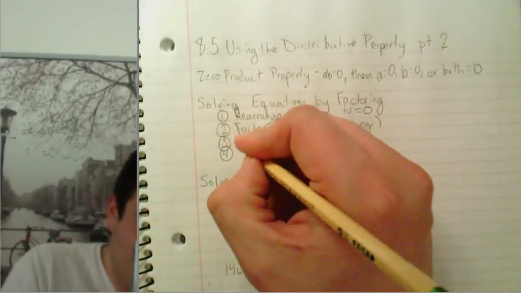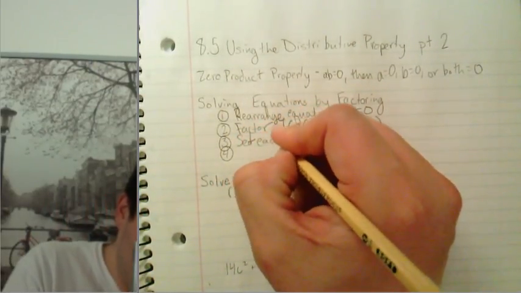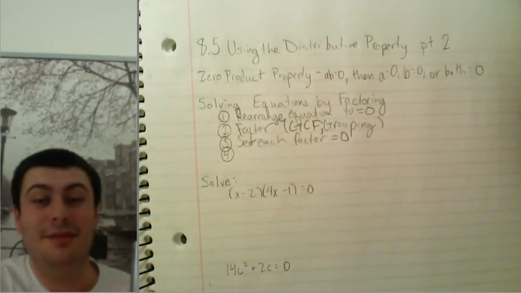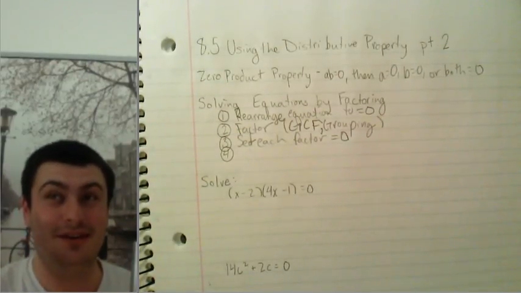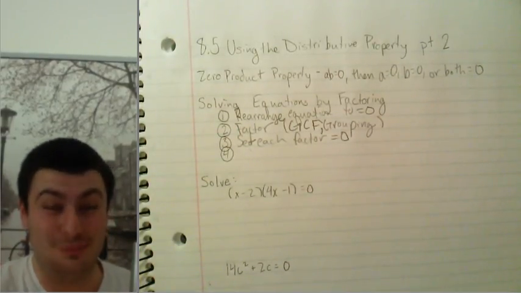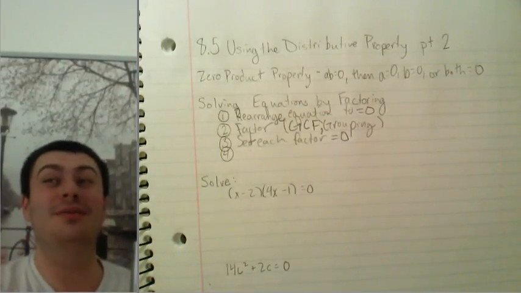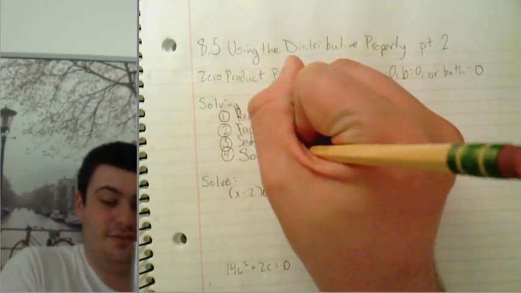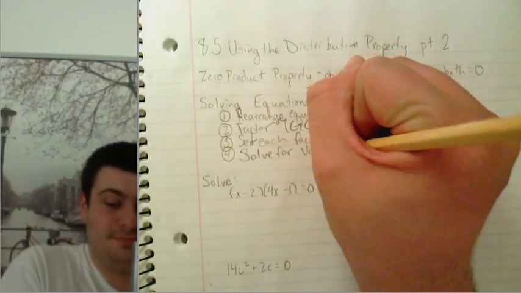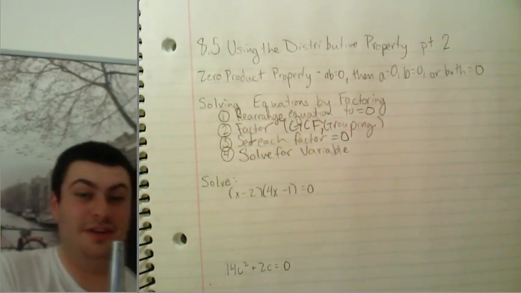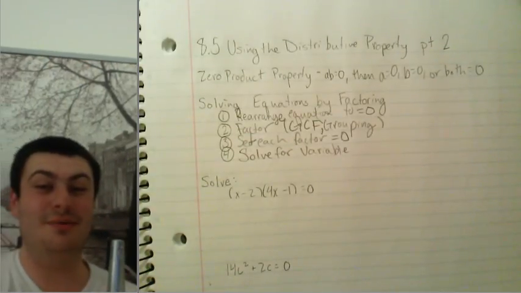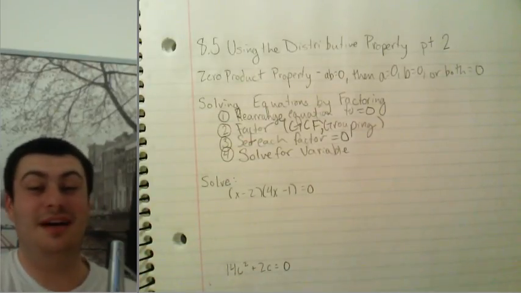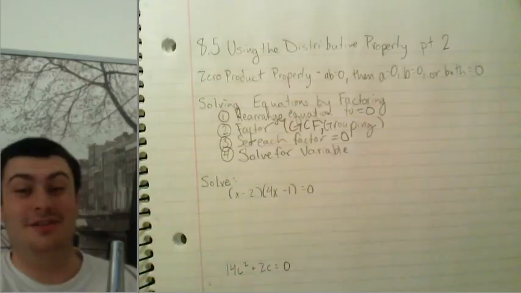Then we're going to set each factor equal to 0. Why can we do that? Because if the whole equation is equal to 0, and we can create factors, so we can make it a multiplication statement, then we know that we can set each of those factors equal to 0 and then solve for the variable. Alright? So if we set both of those factors equal to 0, then we can solve and we can find one, maybe two, maybe more values for our x.